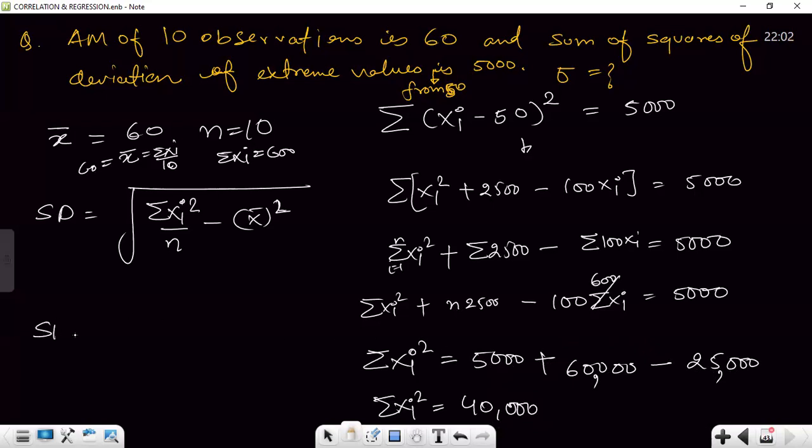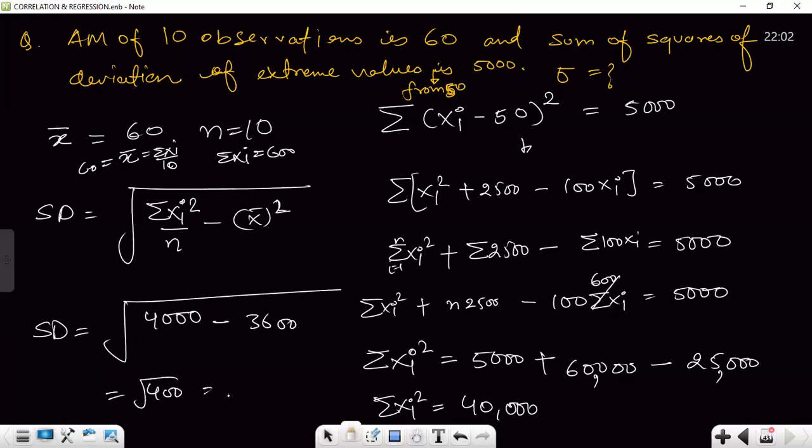Now let's find the standard deviation. 40,000 by n, so 4,000, since the 10 cancels, minus the square of 60, which is 3600. So this becomes 400, and the square root of 400 is 20. Easy peasy. Clear? You have to utilize every piece of information given, and you have to remember the formulas. Understood?